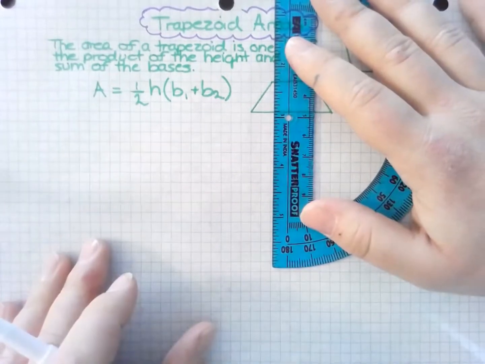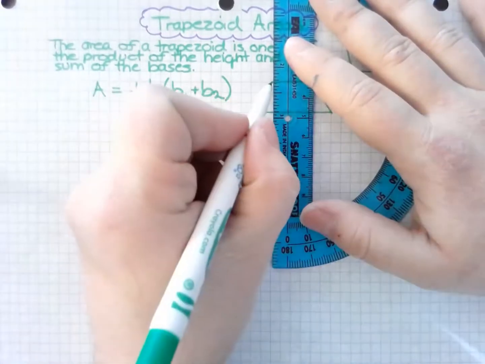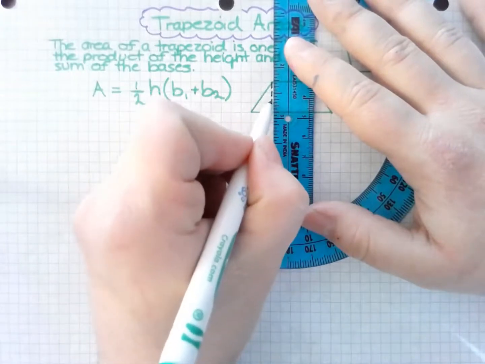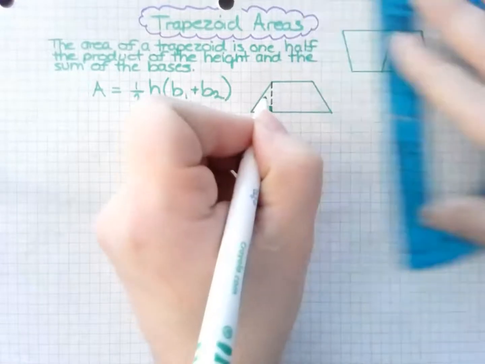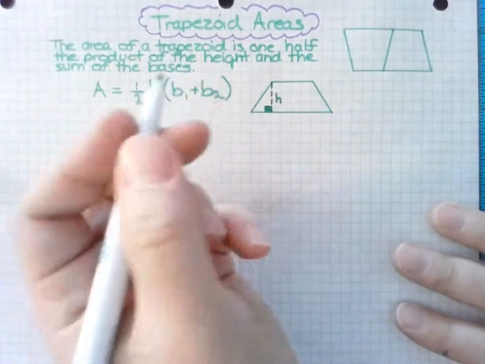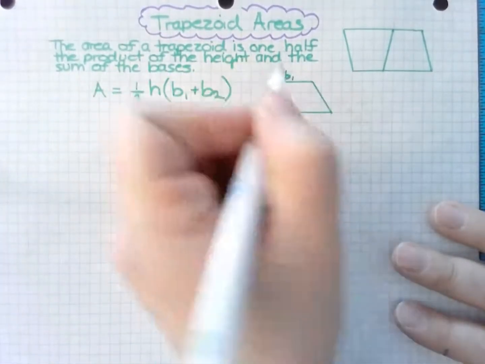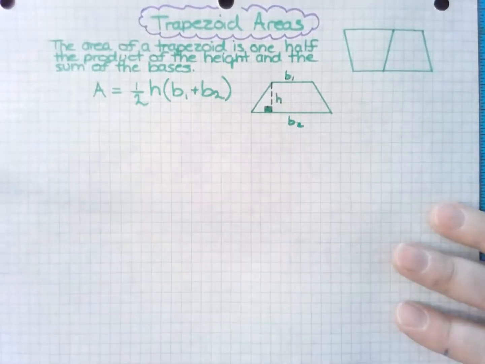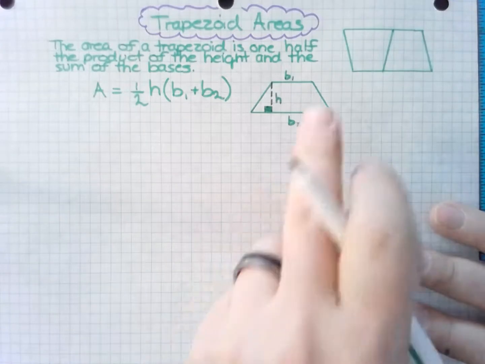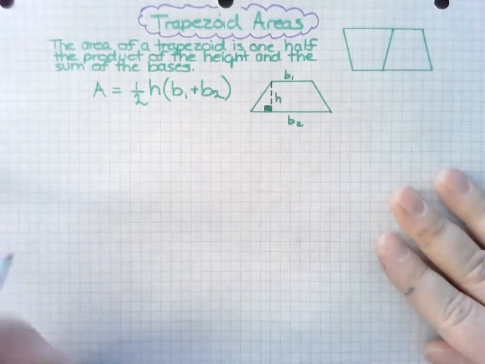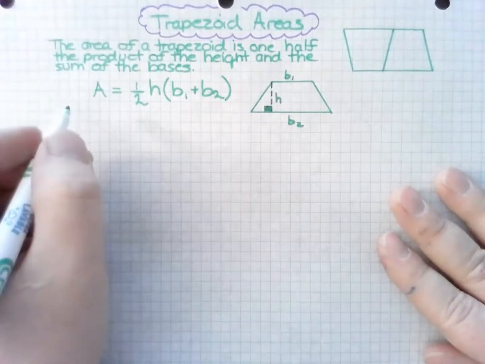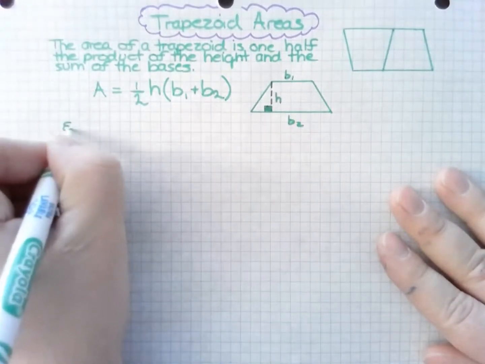Well, there's our trapezoid, and this vertical from the vertex down to the base is a right angle, and that is our height. Our two bases, base 1 and base 2, are parallel to each other. We've learned about right trapezoids, irregular trapezoids, and isosceles trapezoids, which in this case, that one represents an isosceles trapezoid. So let's look at an example.